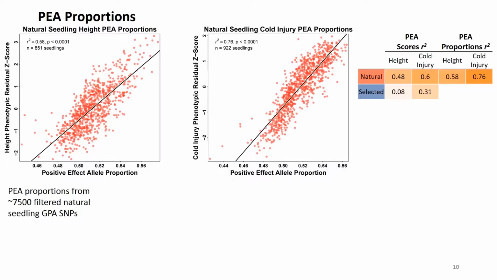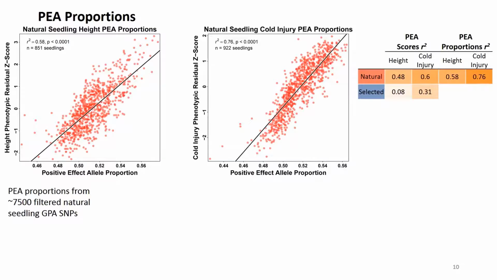Now, the original plots that got me interested in this were based on positive effect allele frequencies. So I went back, and for each individual seedling, I calculated the PEA proportions, summing the number of positive effect alleles across loci for each individual. And I've called these PEA proportions, which are within individuals rather than frequencies, to avoid confusion with frequency-based population-level statistics. Calculating these PEA proportions simplifies the analysis by eliminating the effect size component.